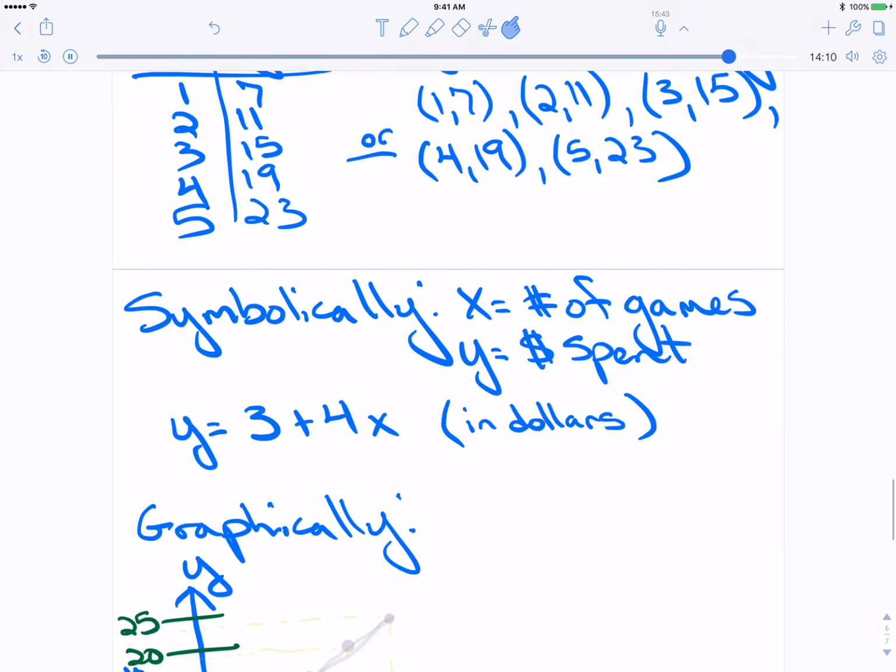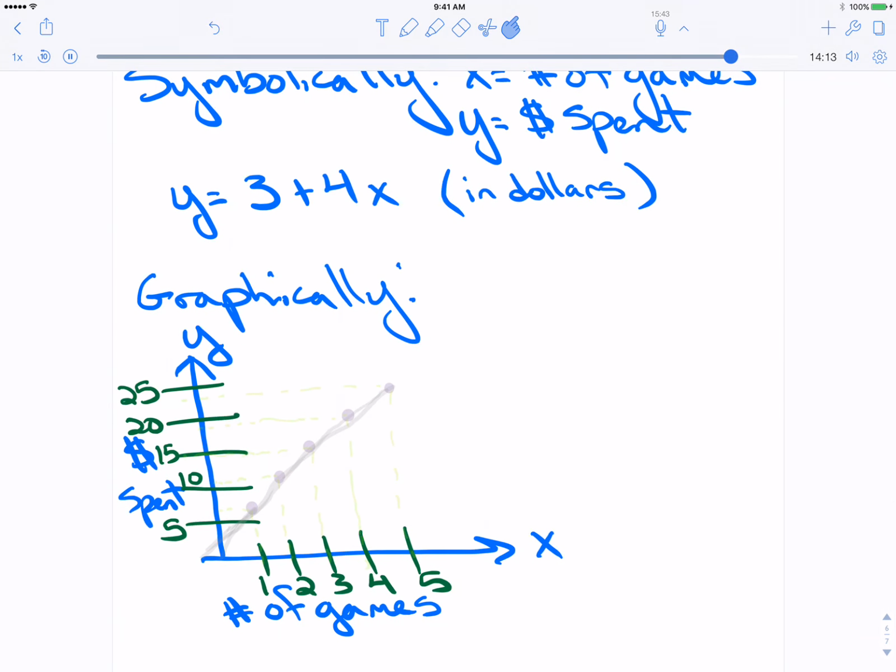Graphically, I can use the data table that we constructed for the numerically case. And in that case, one game, right, was $7. So I can put that about there. And 2 games was $11. 3 games was $15. 4 games cost me $19. And 5 games would cost $23. Getting me this nice linear scatter plot.